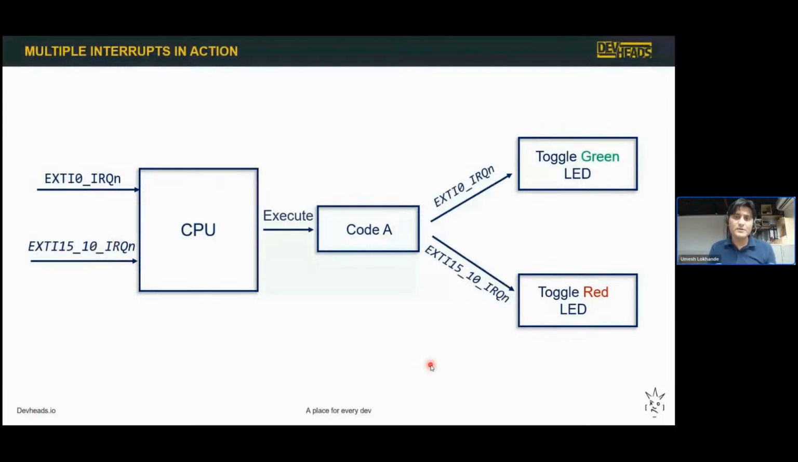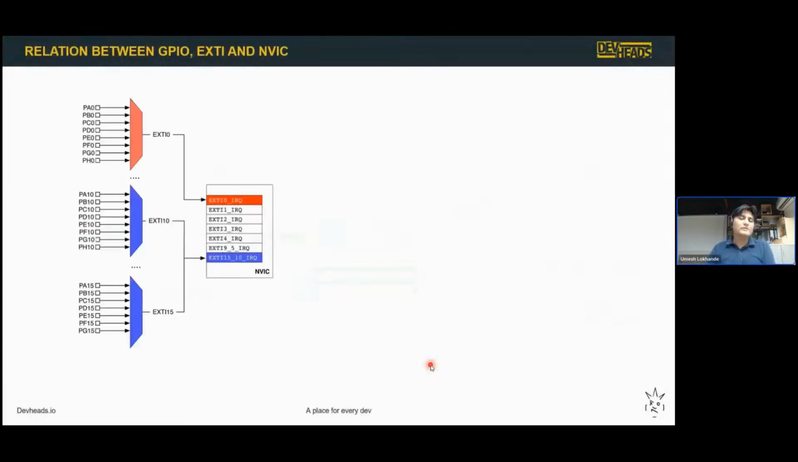So this is how we are going to implement the algorithm in the code that we will write. Now let's understand the relation between a GPIO pin, because we will be connecting switches to fire an external interrupt from the GPIO pin. So we will be connecting the tactile switches to the GPIO pin.